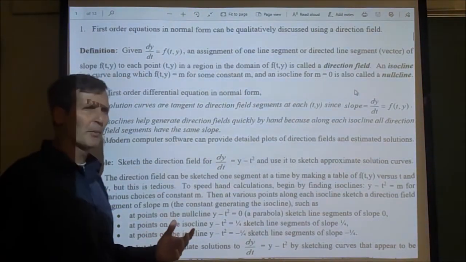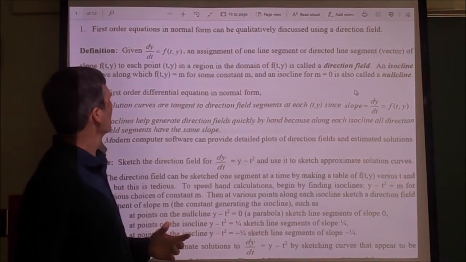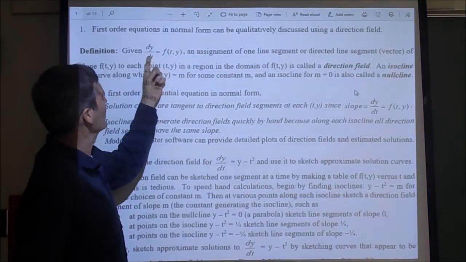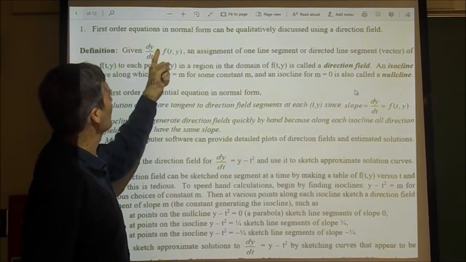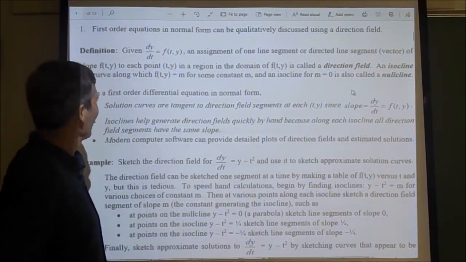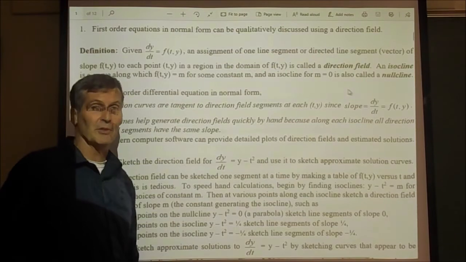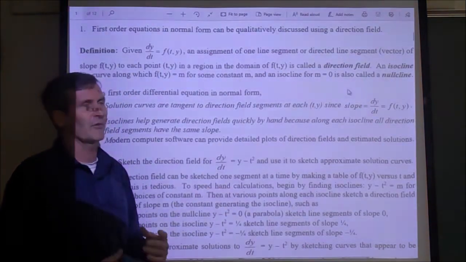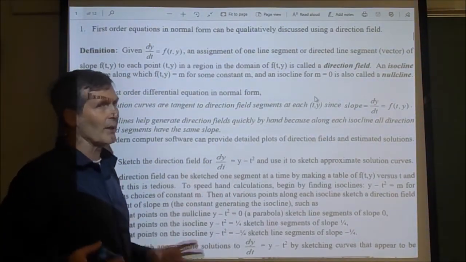Well, how do you know the slope at each point in the ty plane? Well, it's obvious. It comes right out of the differential equation. At each point (t, y), the slope is f(t, y). Just plug (t, y) in and see what the slope is. So it's actually very easy to plot these, and computers are very good at it. There are nice software packages for MATLAB and everything else where you can quickly plot these things up.